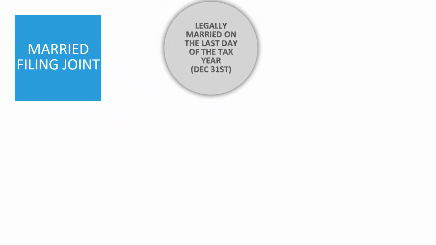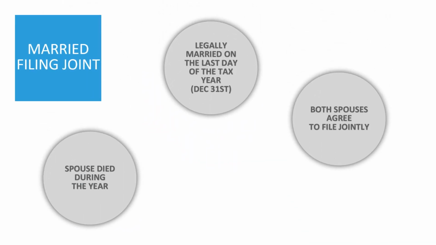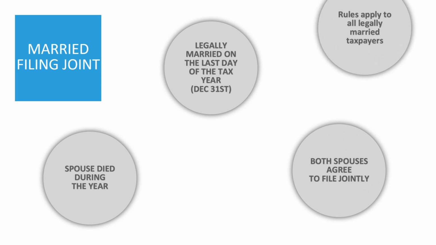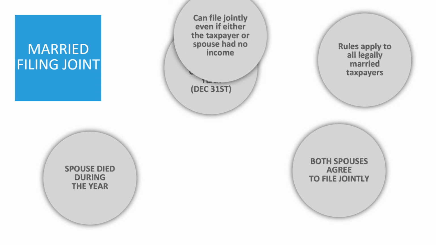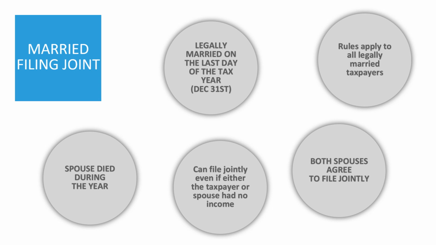Married filing joint. This status is for legally married couples. Marital status is determined on the last day of the year. If a couple was married on December 31st, they're considered married for the entire year. Couples can file jointly even if one of them has no income.